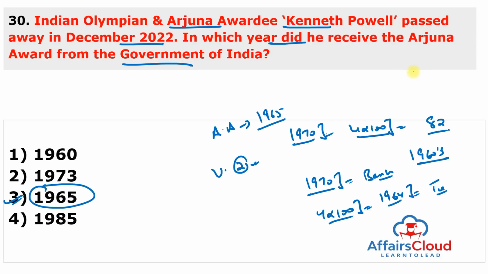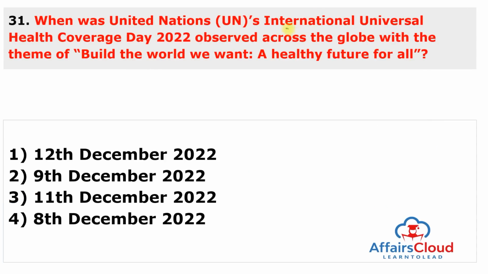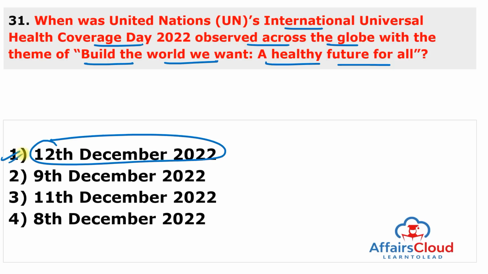Moving to next question. When was United Nations International Universal Health Coverage Day 2022 observed across the globe with the theme Build the World We Want, a Healthy Future for All? So just remember the theme, and the day was celebrated on 12th of December 2022. So answer of this question is 1. This day was first observed in the year 2018 on 12th of December.